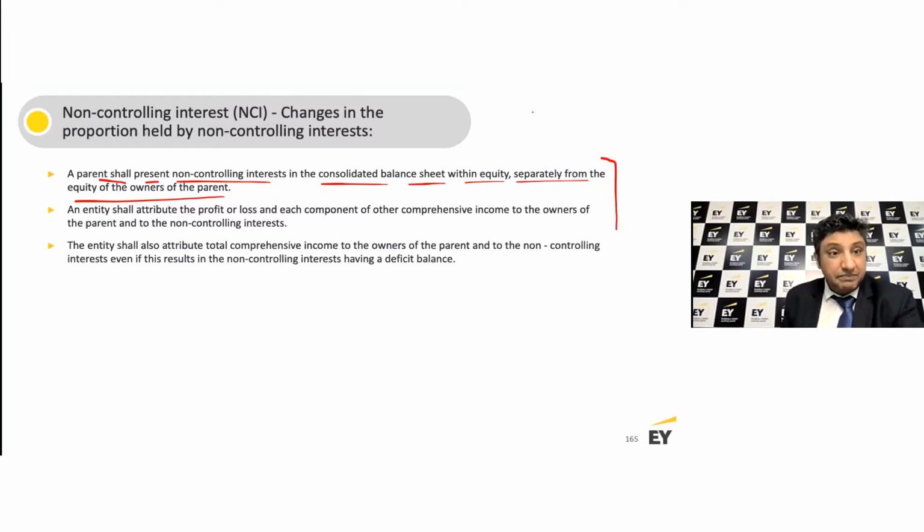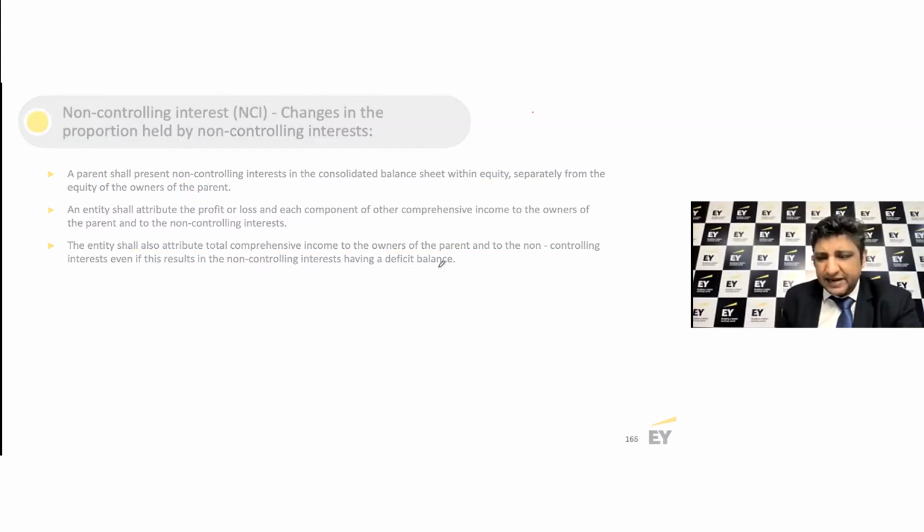This is something that we have dealt with under Ind AS 110, the consolidation, in terms of how the profits of the subsidiary are separated or bifurcated between how much relates to the parent and how much relates to the non-controlling interest. The entity shall also attribute the total comprehensive income to the owners of the parent and that of the NCI. It doesn't matter even if NCI has a deficit balance. It can happen that the subsidiary is having a loss, so an NCI can have a debit balance as well.